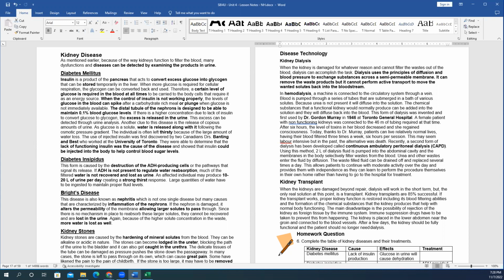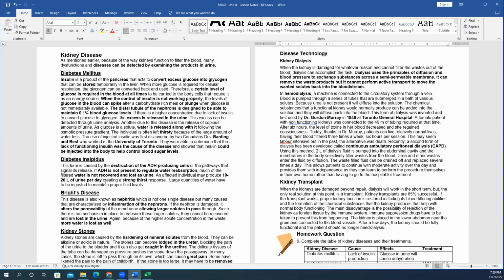And in order to correct this, the use of injected insulin was first discovered by Canadian doctors Banting and Best, who worked at the University of Toronto. They were able to determine that the lack of functional insulin was the cause of this type of disease, and showed that you could inject insulin back into the body to help control blood sugar levels.